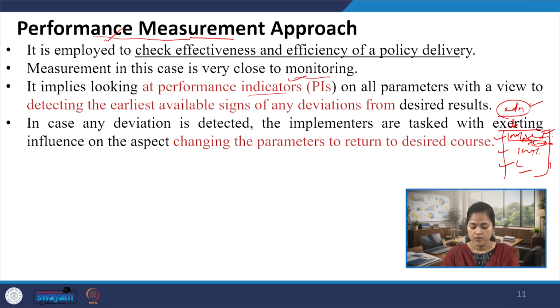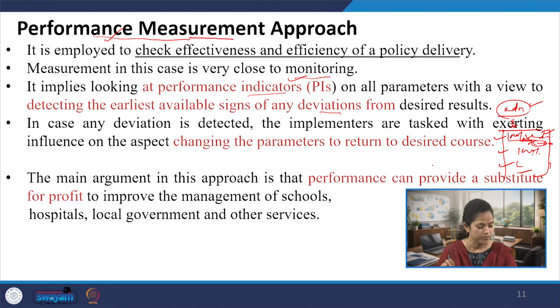Okay. So as I was discussing, if we are able to identify any deviations, the implementers are asked to take adequate steps so that they can influence and change the parameters, so that the desired course of action can be achieved at the targeted point in time.